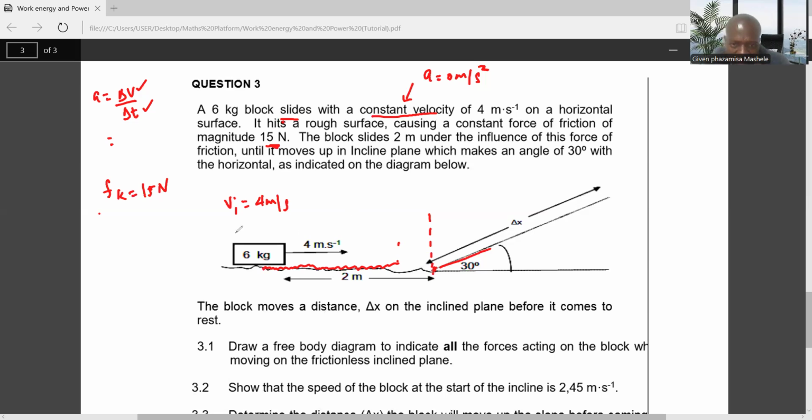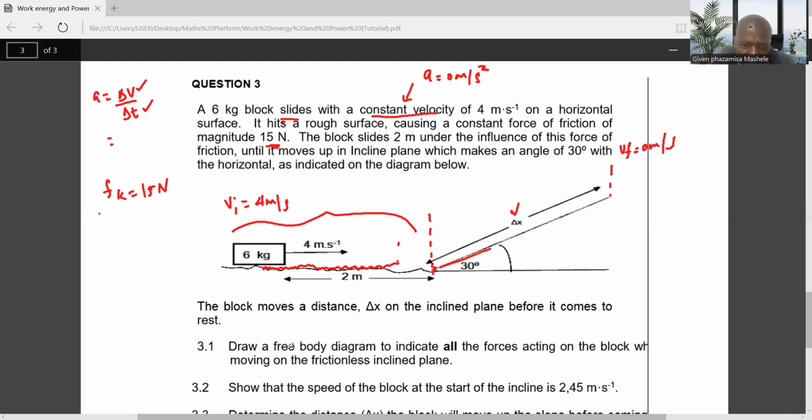So the frictional force, according to what they said, is up until here. Because they say the block slides 2 meters under the influence of this force until it moves up an inclined plane, which makes an angle of 30 degrees. Then the block moves a distance delta x on the inclined plane before it comes to rest. It means this final velocity is 0.